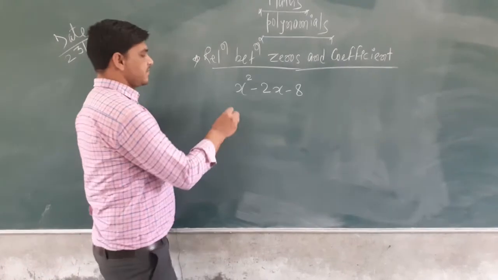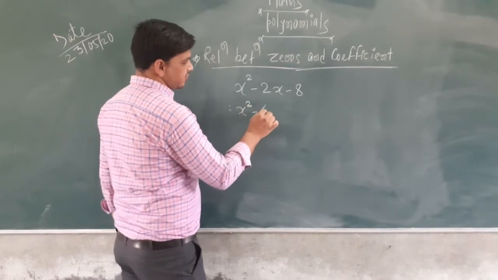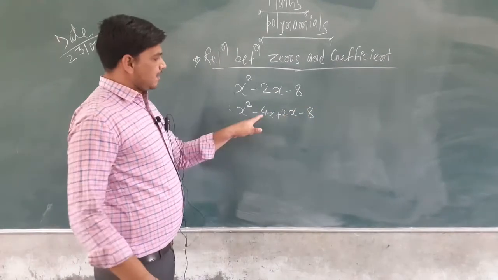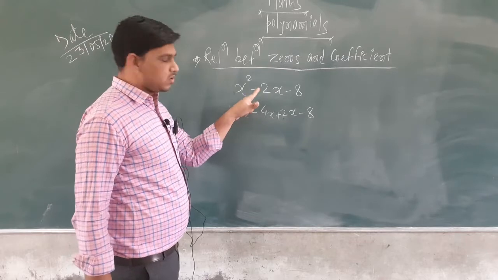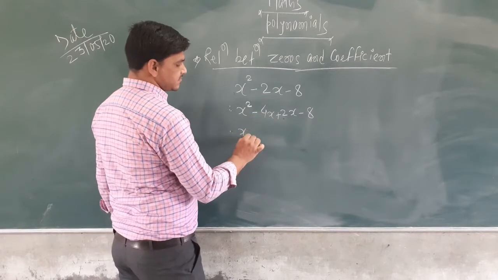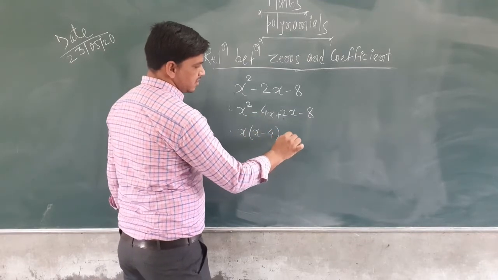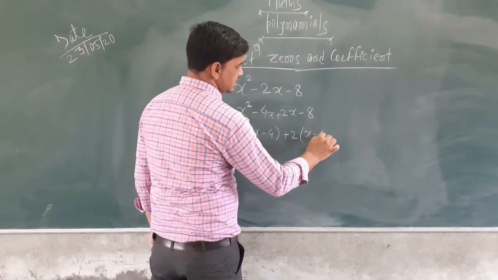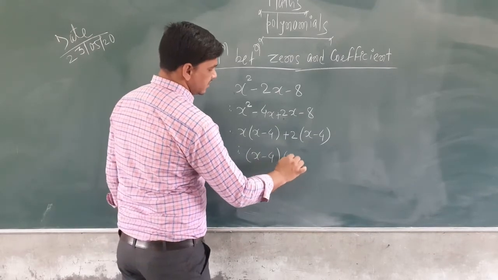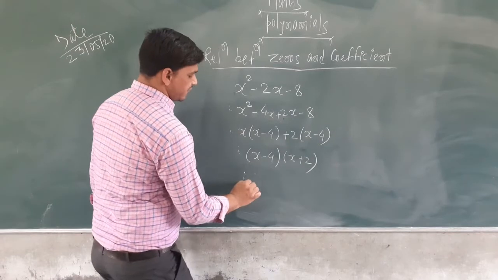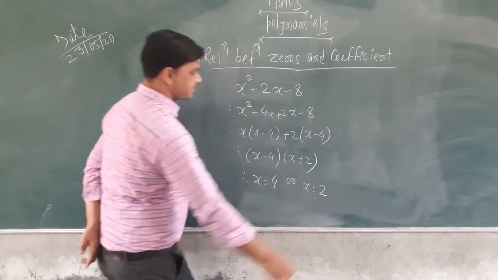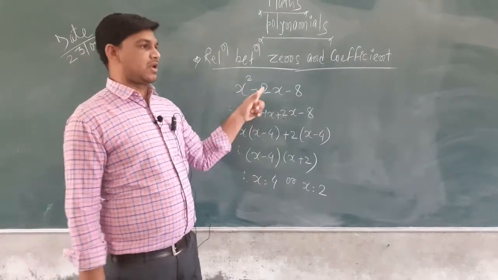Therefore, the factorization is x square minus 4x plus 2x minus 8. Minus 4 plus 2 is minus 2, and minus 4 into 2 is minus 8. Now take the common factor in both terms: x minus 4 is common, and the other factor is x plus 2. So in brackets, x minus 4 and x plus 2. Therefore x equals 4 or x equals minus 2. This is called the zeros of this polynomial.